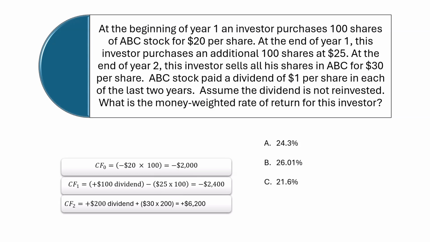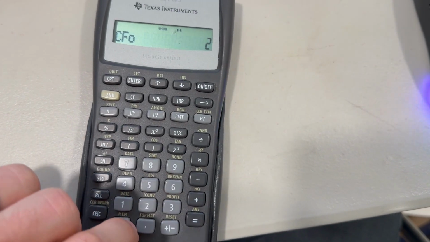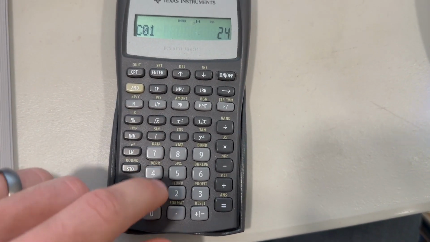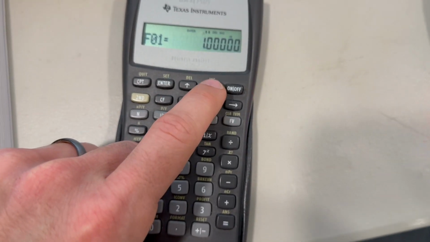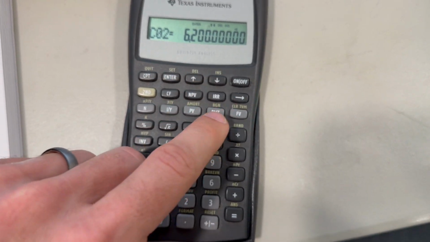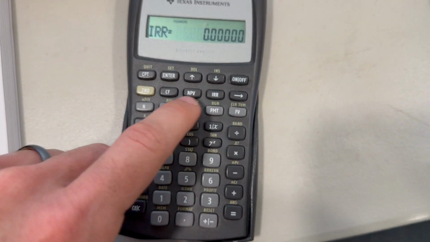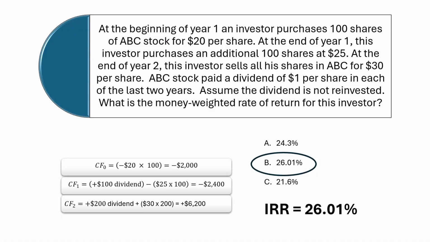At the end of year two, the investor receives $200 in dividends and sells the 200 shares for $30 per share. The total cash inflow for the investor at time two is $6,200. Using the same process we did to solve the last problem, we plug the cash flows into our calculator, then hit the IRR and compute buttons to find the money-weighted return, or IRR, for this investor. We find the IRR for this investor is 26.01%. So B is the correct answer.